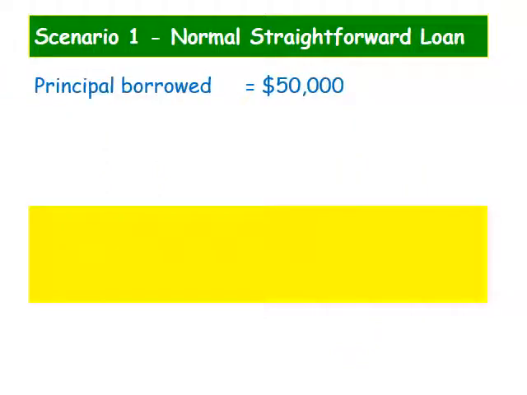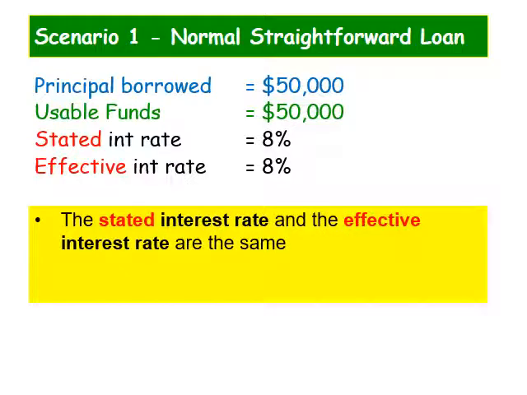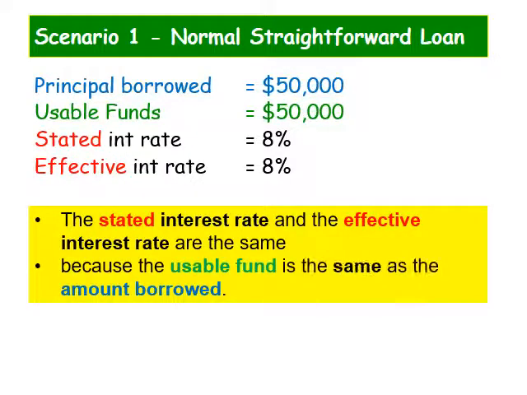So principal borrowed 50,000, usable fund 50,000. Stated interest 8%, effective interest 8%. The stated interest rate and the effective interest rate are the same, 8% both, because the usable fund is the same as the amount borrowed.